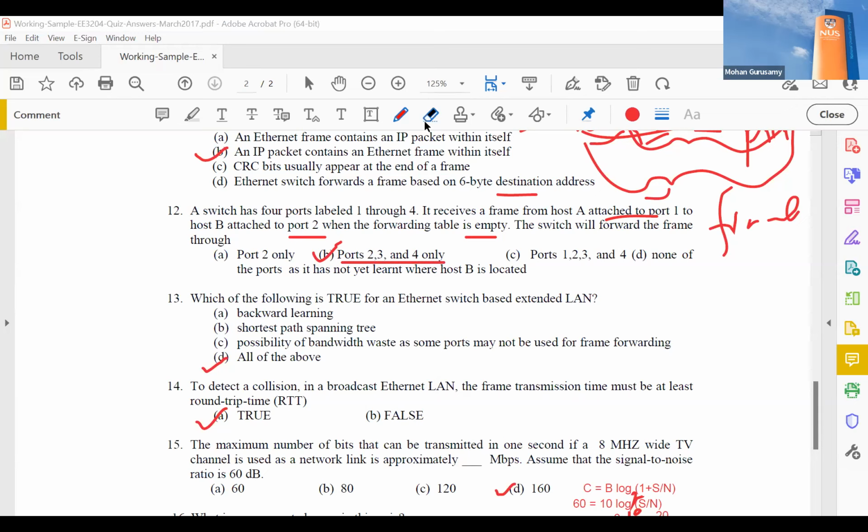Sorry, Prof. Could you repeat what you said about FDM? The question was which modem uses FDM, right? We were talking about how the ADSL modem also uses FDM, because voice and data are sent on different frequencies at the same time on the channel.